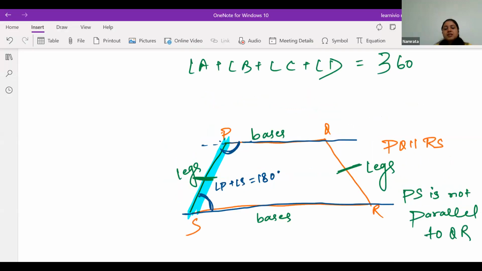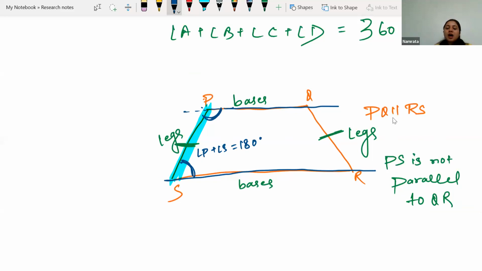I am saying that if PQ and RS are parallel lines and PS is a transversal, two parallel lines and a transversal like this, then this angle and this angle will sum to 180 degrees. Corresponding angles are 180? No, interior angles: the sum of interior angles on the same side of the trapezium is equal to 180. Exactly.